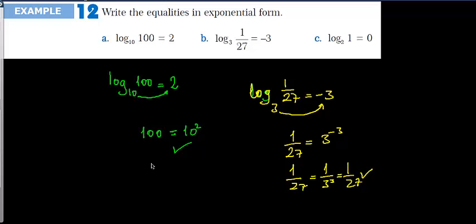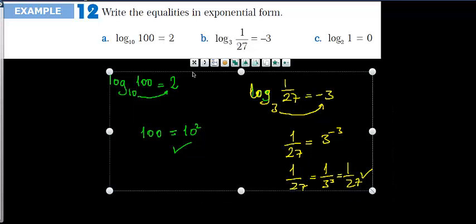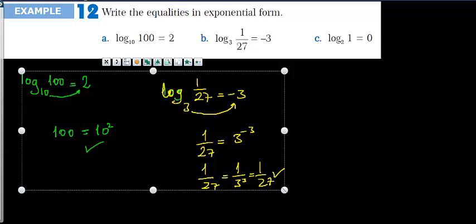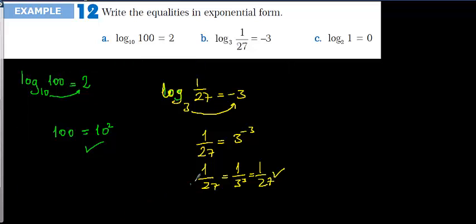Okay, the third one. Let's leave a space for the third one. Okay, then here logarithm base 2 of 1. Is it equal to 0? Yes. How to find this one? 1, this goes to base 2 to the power of 0. So 1 is equal to 2 to the power of 0. Yes, 2 to the power of 0 should be equal to 1.